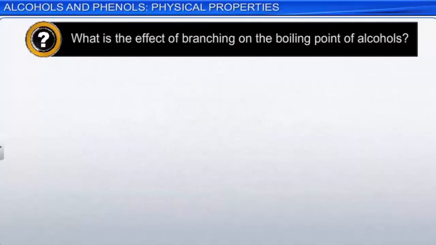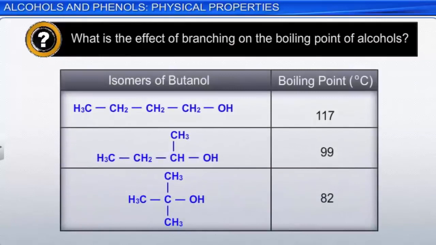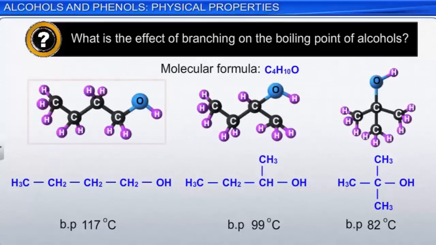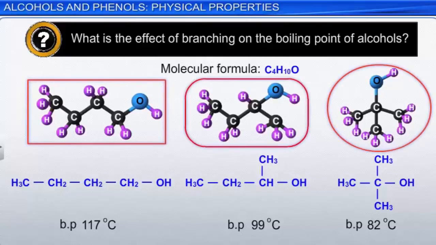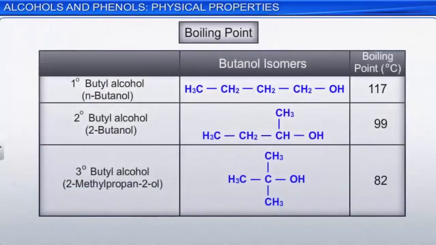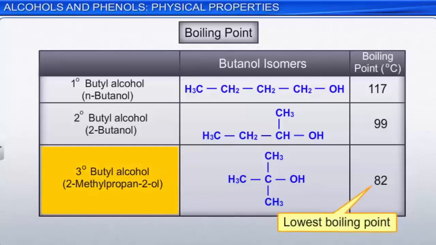What is the effect of branching on the boiling point of alcohols? Use the information in the table. The table shows 3 butanol isomers, which all have the same molecular formula. As the branching of the carbon chain increases, the molecules attain a spherical shape and the surface area decreases. As a result, the van der Waals forces of attraction become weaker, and therefore the boiling point decreases with an increase in branching. Therefore, among the isomers of butanol, tertiary butyl alcohol, 2-methyl-propan-2-ol, has the lowest boiling point, as shown in the table.